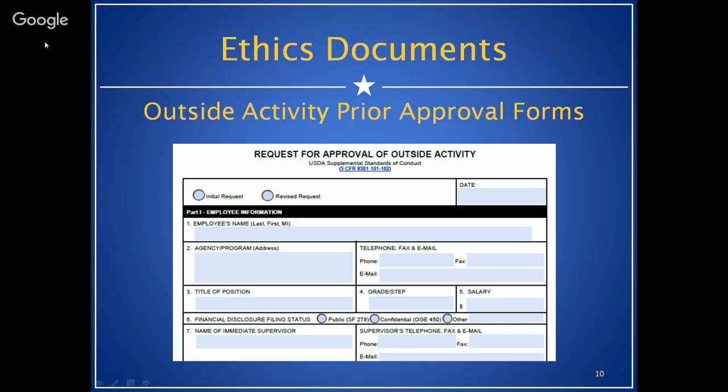Now, obviously, in the IG community, if you're doing an investigation of an employee who has an outside activity, and that's the nature of your investigation, you're going to want to know whether or not prior approval was required by the agency, and if the person submitted the form. You're also, of course, going to want to know whether the information on the form that was submitted was accurate. And all that type of information will be extremely helpful to you in an investigation of an employee who has outside activities.